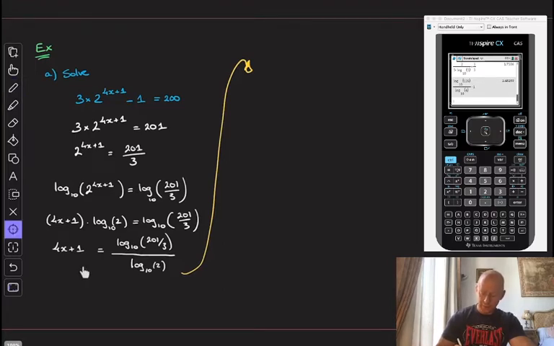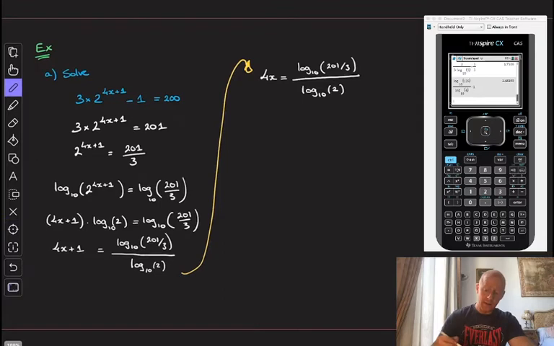And starting from this last part here, I need to get rid of this 1 that's being added on the left-hand side. And for that, I'm going to subtract 1 from both sides of this equation. That leads to 4x equals log base 10 of 201 over 3, and all of that is written over log base 10 of 2. Finally, we're nearly there. We need to divide both sides of this equation by the 4 that's multiplying the x. And again, you could think of that as just multiply both sides of the equation by 1 over 4. That turns into x equals log base 10 of 201 over 3, all of which is written over 4 times log base 10 of 2.